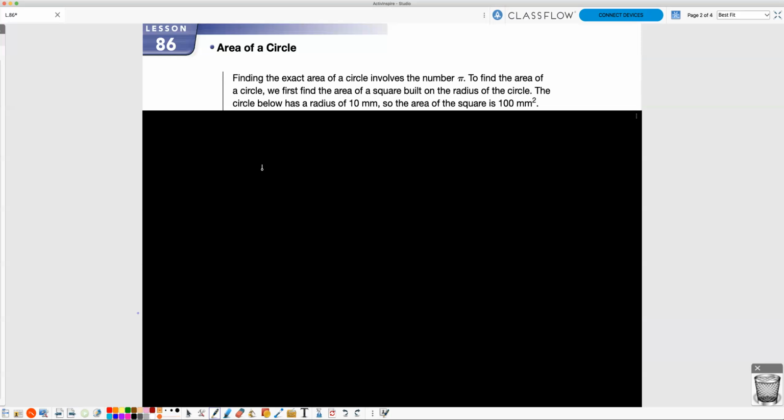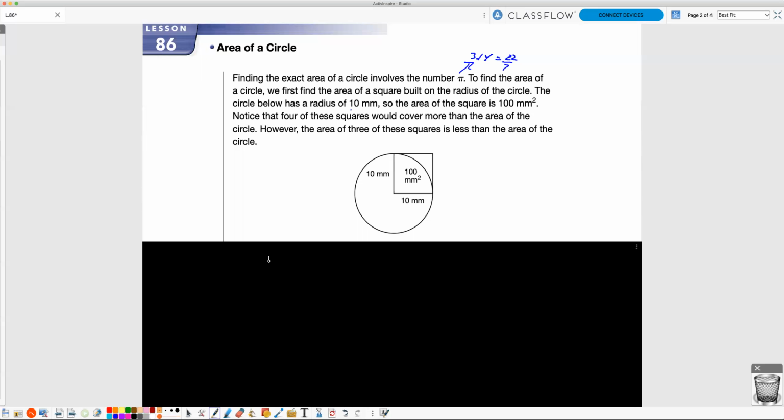Finding the exact area of a circle involves the number pi. If you remember, pi is 3.14, or it's also 22 over 7. To find the area of a circle, we first find the area of a square built on the radius of the circle. The circle below has a radius of 10 millimeters, so the area of the square is 100 millimeters squared. Notice that 4 of these squares would cover more than the area of the circle. However, the area of 3 of these squares is less than the area of the circle.